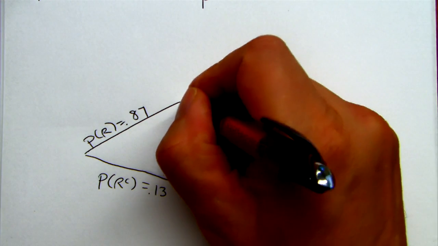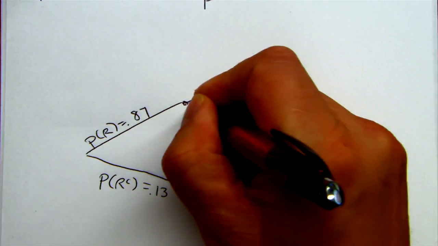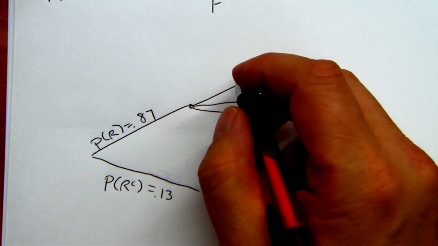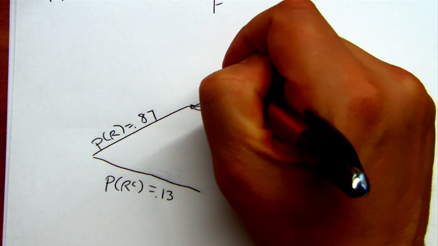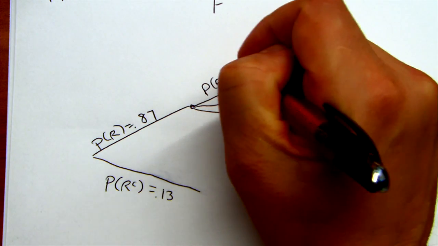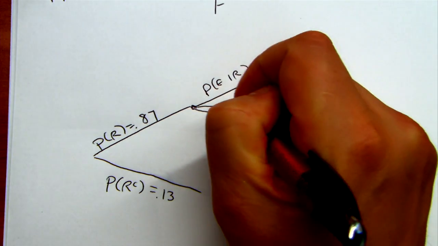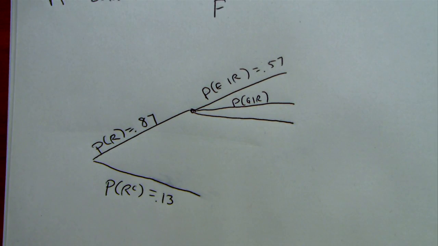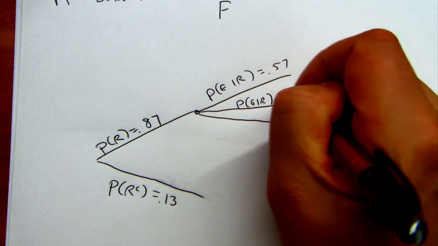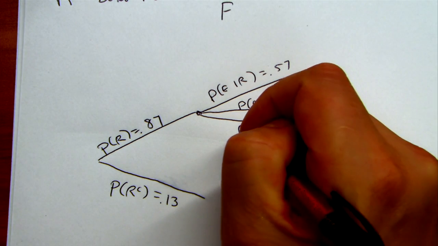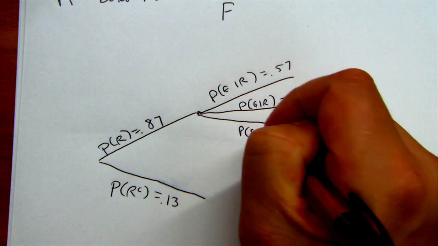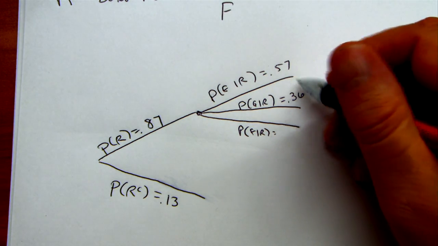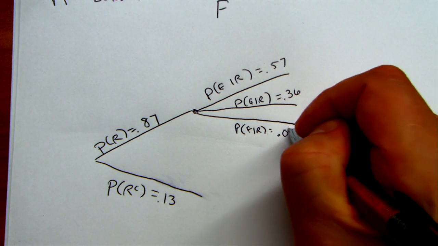Now further, it said of those that will return, so given that they will return, it says that 57% rated as excellent. So given return, the probability of excellent is 57%. The probability of good given return is 36%. So the probability of fair, it doesn't tell me this, but I know these have to add to 100, so that's 93%. So this one has to be 7%.